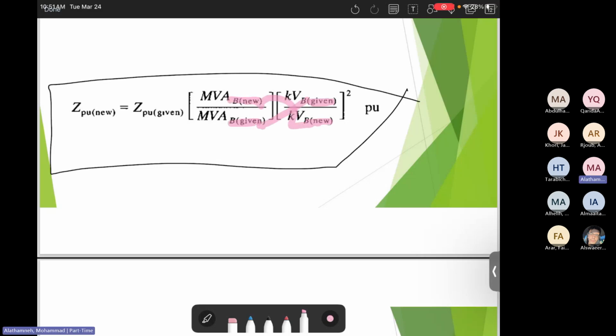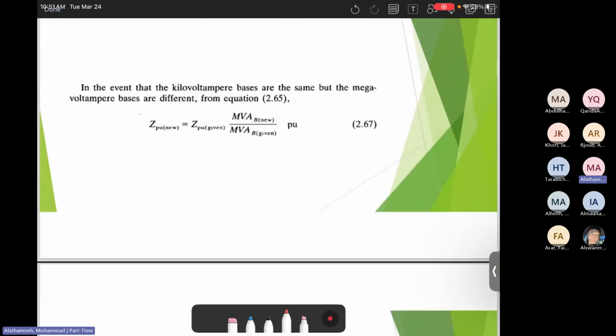So nu here in the denominator, the other one in the numerator, and vice versa here. And don't forget the square, of course. Then this is how to calculate this. So you need to be familiar with this equation.